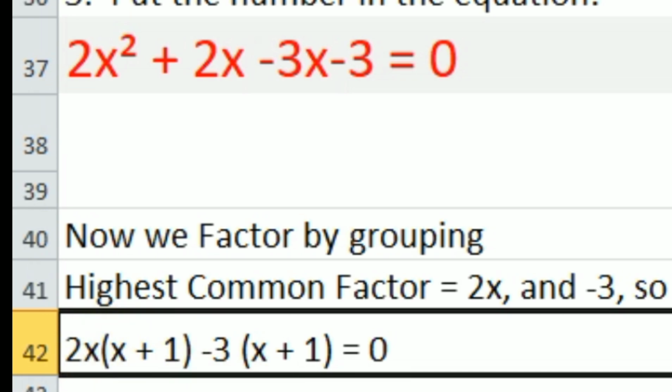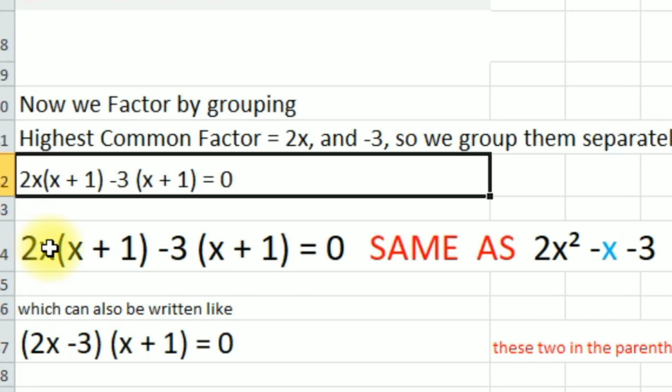Look at the screen. 2x times x, you know that comes back to 2x squared. 2x times 1 equals 2x. You see, it comes back right there. Minus 3 times x equals minus 3x, and that's what you have on the screen here. And minus 3 times 1 is equal to minus 3, equals 0. So the equation matches back perfectly, so we know we're on the right track. All right. We could also show you that 2x times 1, just like we showed you right there, is the same as 2x squared minus x minus 3, which also can be written this way.